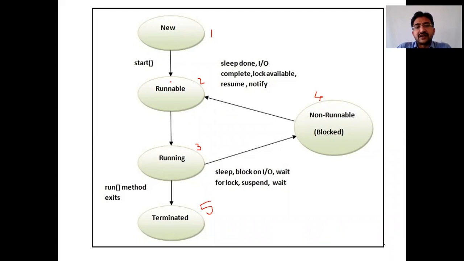So new to runnable, it comes through the start method, and from this to this, it goes to runnable to run with the help of the run method. No doubt about that. Now from running to blocked, meaning non-runnable, it goes when it goes to sleep mode or is waiting for IO or waiting for the lock or any suspend or any wait for sometime to do the job.